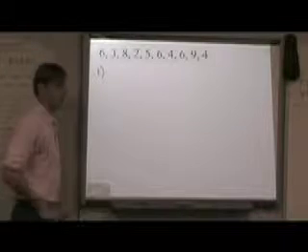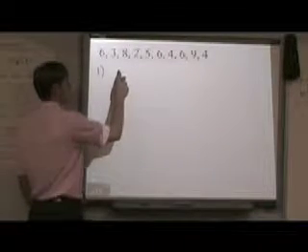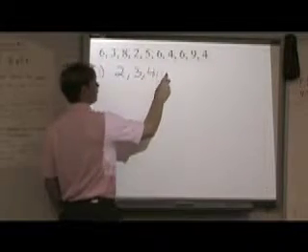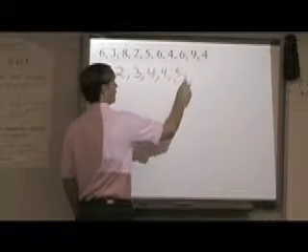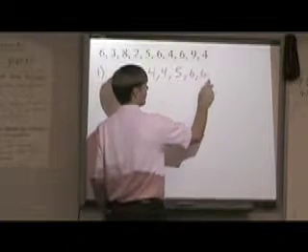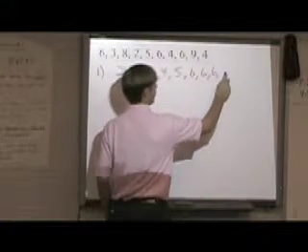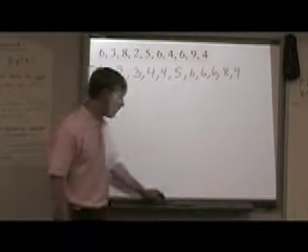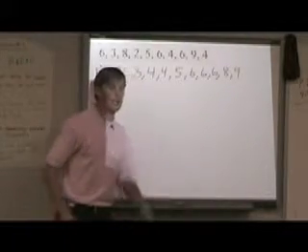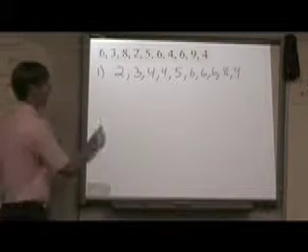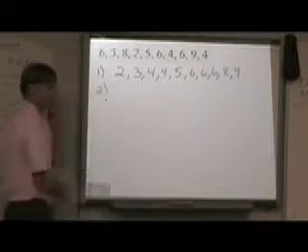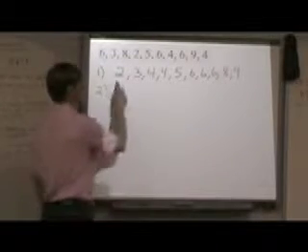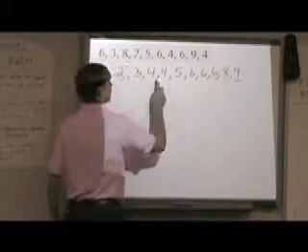Shaq, tell me what this is from least to greatest. 2, 3, 4, 5, 6, 8, 9. So we completed the first step, which was to order it from least to greatest. Yes, you have to do this every time. Now, the second step is to find the median. Okay? So the median is the number in the middle.